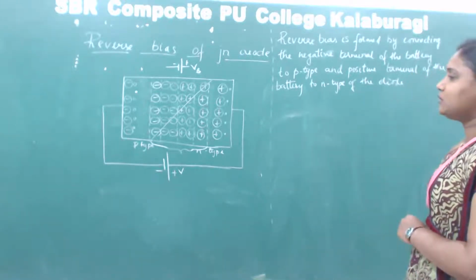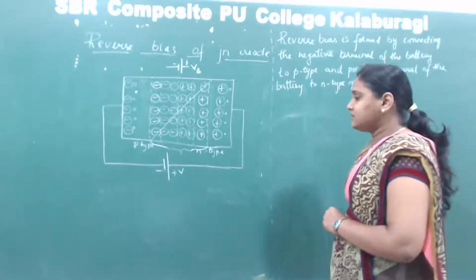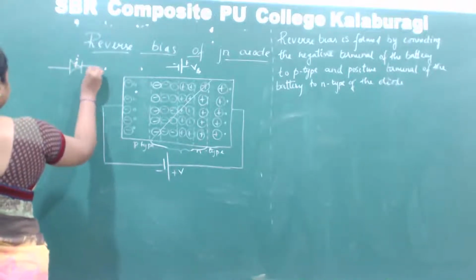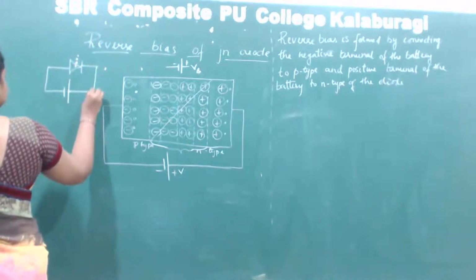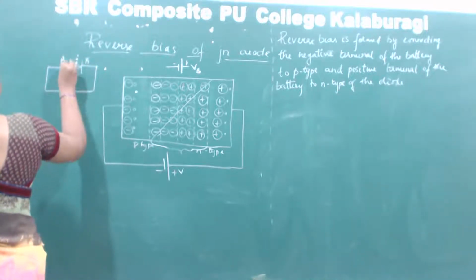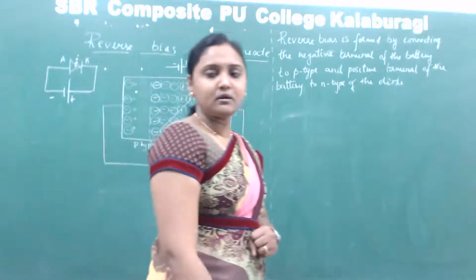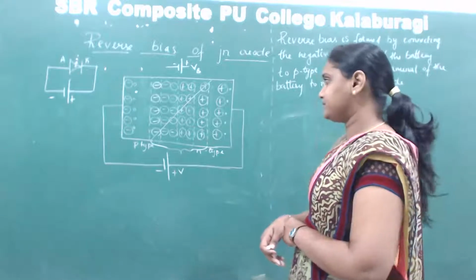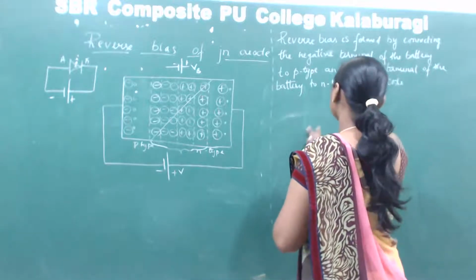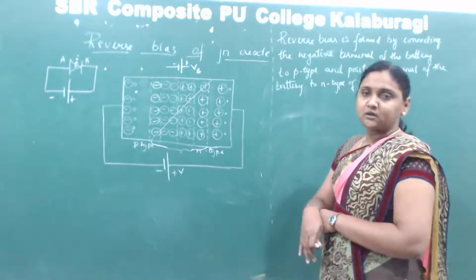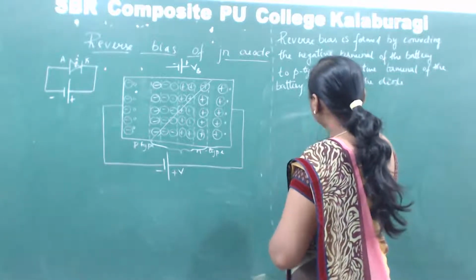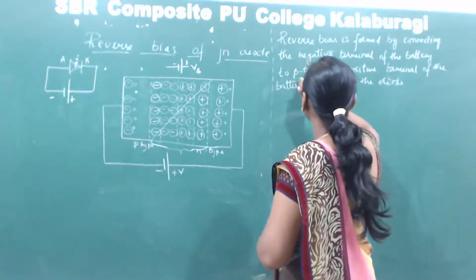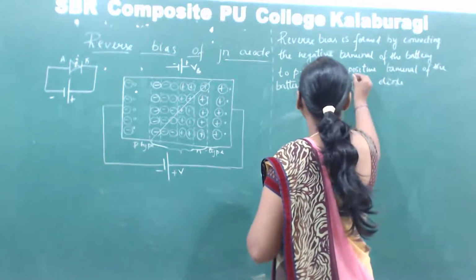So now the diode is under reverse bias condition. Normally if a diode with its symbol is to be connected, it will be connected like this: positive to cathode, negative to anode. This is with the symbol, and this is the formation of the depletion region. So this is how the reverse bias is formed. Now what is happening after the reverse bias is formed? The negative terminal is connected to the P type, and the positive terminal is connected to the N type.